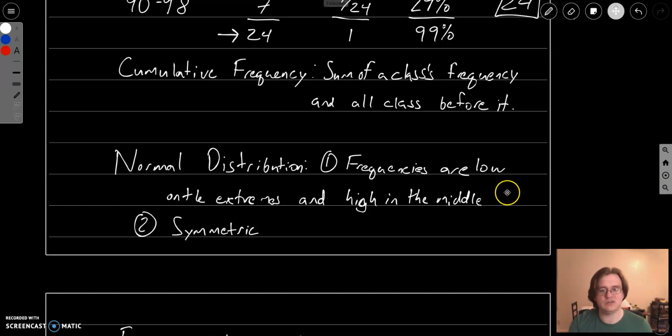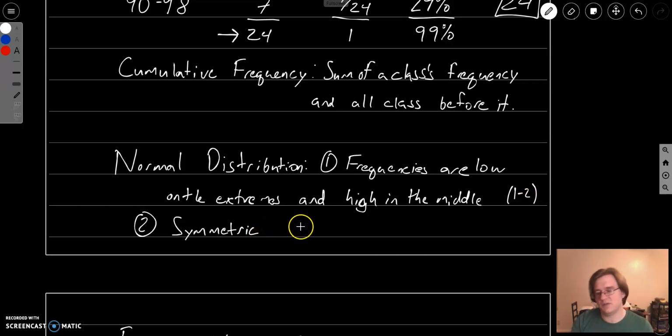And to briefly introduce it now, roughly what this means is that frequencies are going to be low on the extremes. So the further away you are from the middle, the fewer members in each class, but it will be higher in the middle. So maybe there will be 1, 2, or 3 very high frequencies in the very middle. And this should also be roughly symmetric.